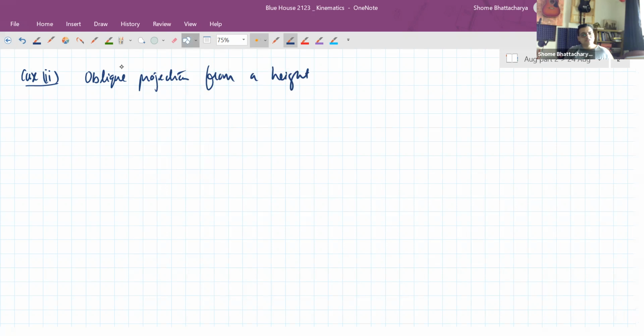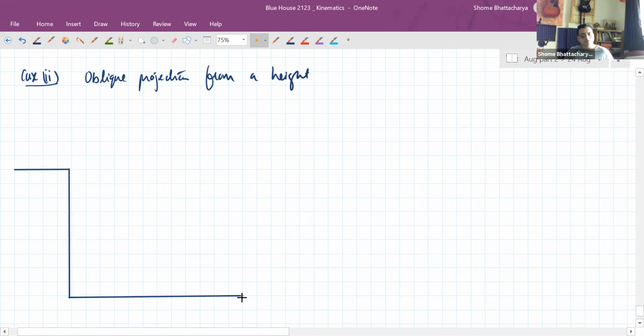So within this also you can see that there can be two types of oblique projection. One where it first ascends and then descends, because the angle is upwards with respect to the horizontal. Or there can also be a case where it directly comes down because we are throwing it at an angle which is giving it a downward component of initial velocity. So both such cases are possible.